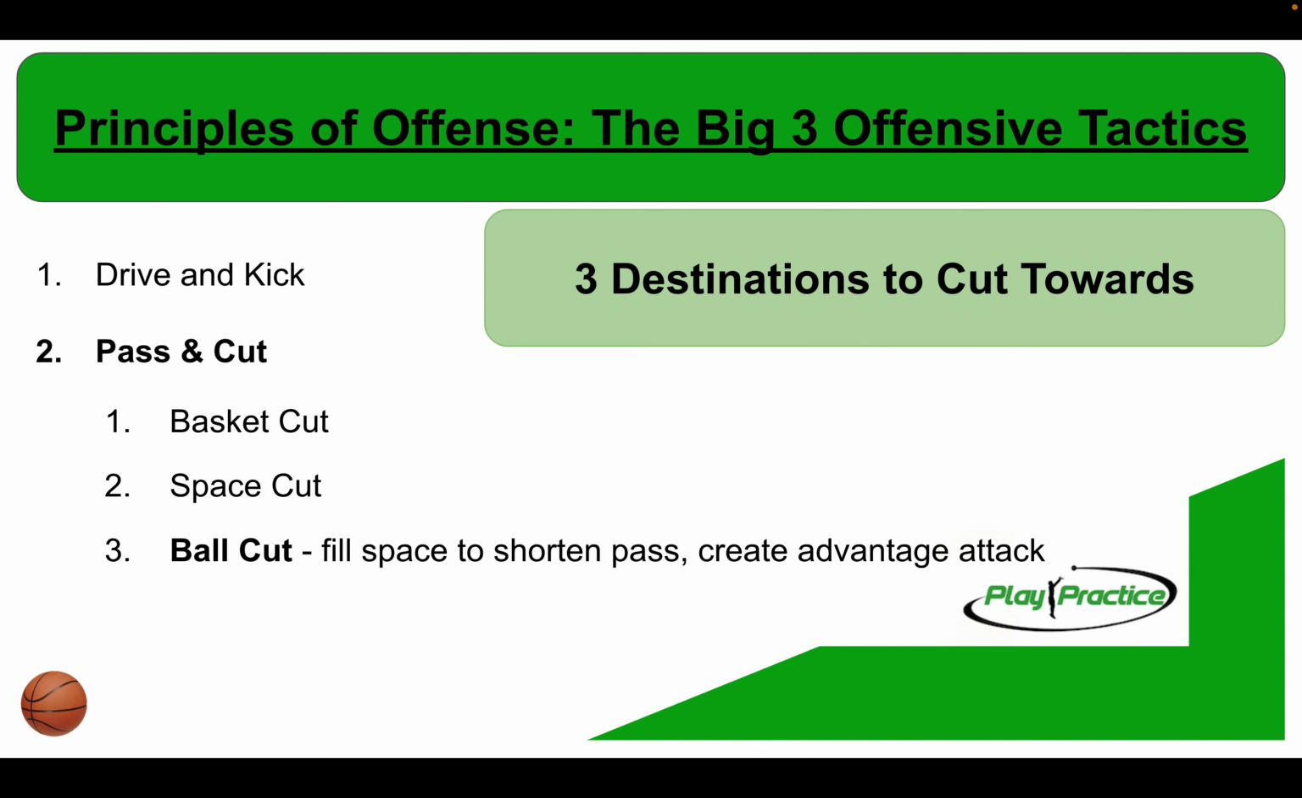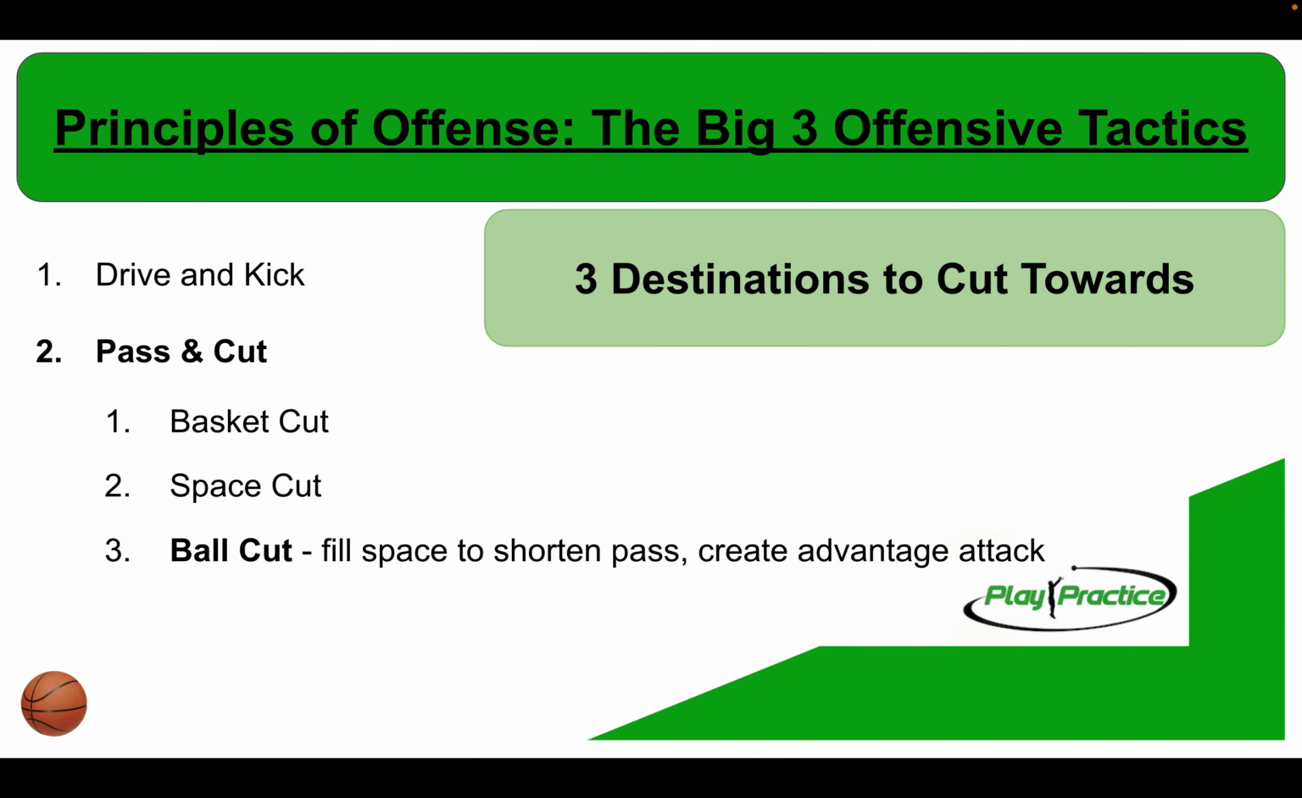And 3 is the ball cut, filling space. So again, wherever you are on the court, if you're far from the ball and you're far from the basket and there's space between you, there's a great chance to score and again attack the defense, put pressure on the defense by simply filling that space. So shortening the pass is one way to think about it for players. Creating an advantaged attack is another way.